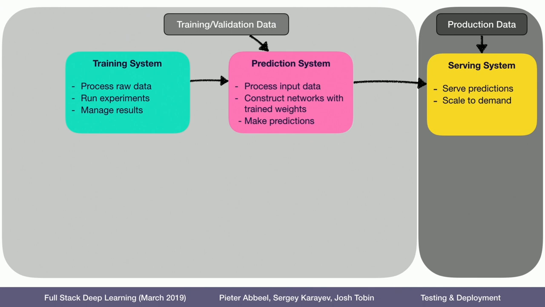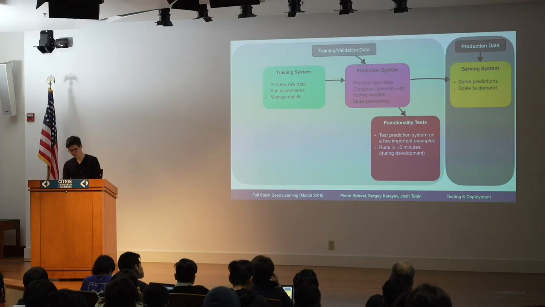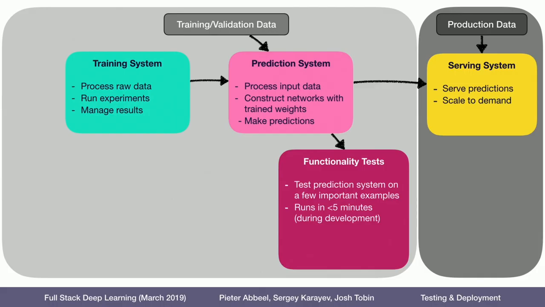To test our prediction system, I like to make a conceptual difference between what I call functionality tests. The role of the functionality tests is essentially to test the prediction system on just a few important examples. So stuff that you really want to get right, it would be very embarrassing to not get right. Or potentially it's crucial for whatever business reasons you have that on these examples you're not making a mistake. It should run pretty quickly. Ideally, you can just run it as you develop things so that you know that you're not badly breaking things as you're developing.